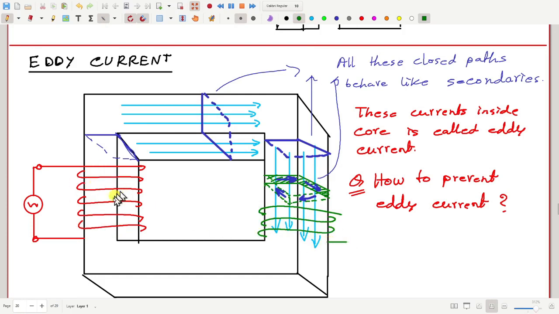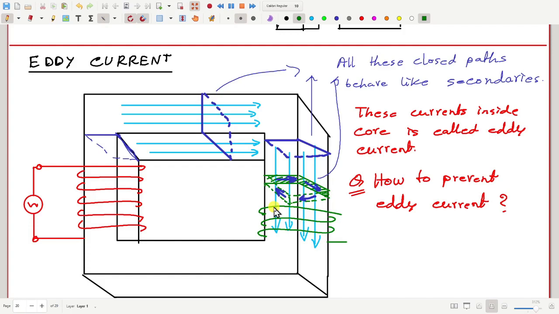Now I have one primary, but how many secondaries are there? Anyone? In this, one secondary is here, but other than that, these closed paths also act like secondaries, which we cannot neglect. So there is one actual secondary and many virtual secondaries, which are eddy current paths. At least there are two types of secondaries.